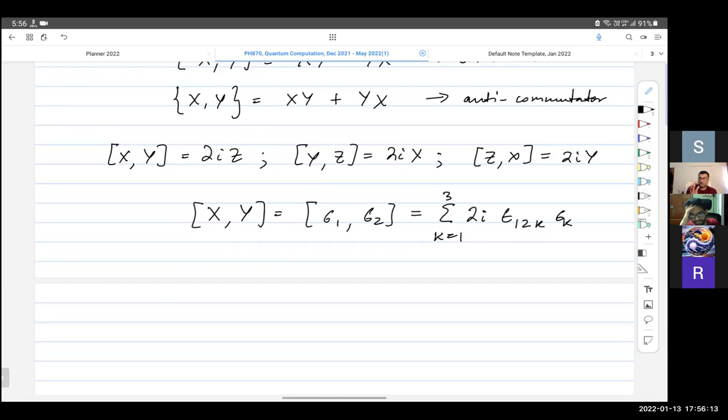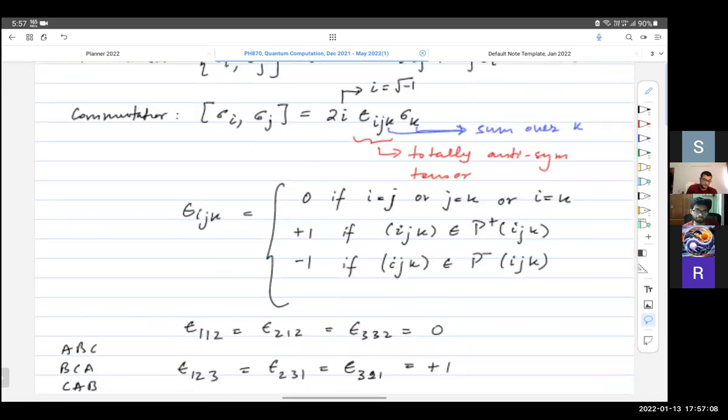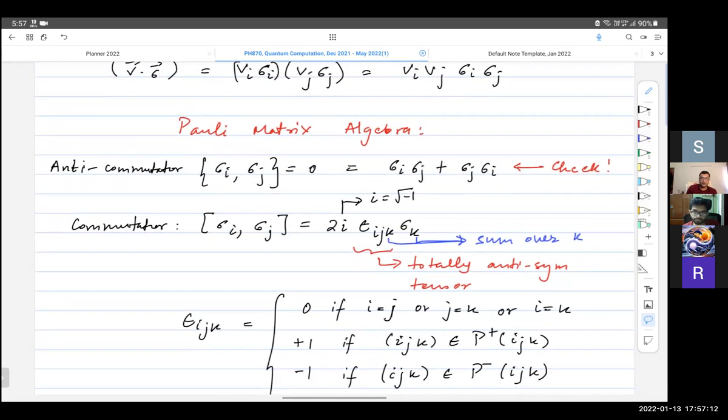When I sum over k, I get three terms. I get epsilon 1 2 1, epsilon 1 2 2, and epsilon 1 2 3. Right? Of these terms, these two are zero, and this is equal to one. So the sigma 1, sigma 2 commutator becomes equal to 2i sigma 3, right? Which is this expression. So you can check that if you put any other indices, you will get the corresponding commutator. Okay? And this anti-commutator relationship also you should verify for yourself. It's easy enough to do that.